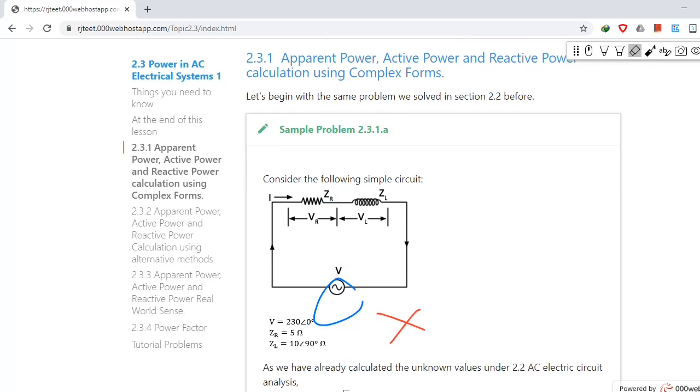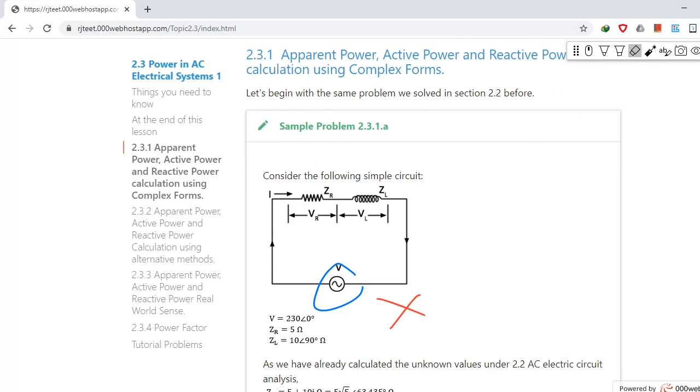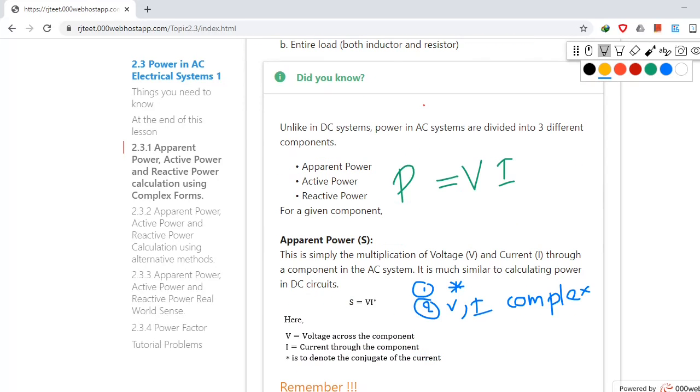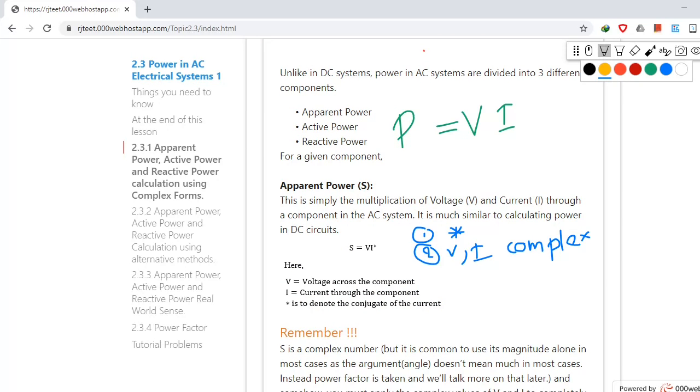Most of the time, one very common mistake that a student would make is using the supply voltage instead of the voltage drop across this element. So coming back to apparent power, you must know that this voltage and current are through the element, and you're not going to multiply the voltage by the current value but by the conjugate of the current value.